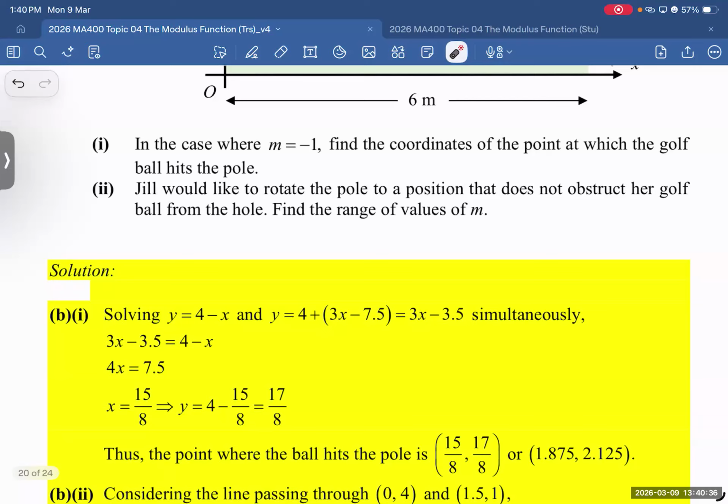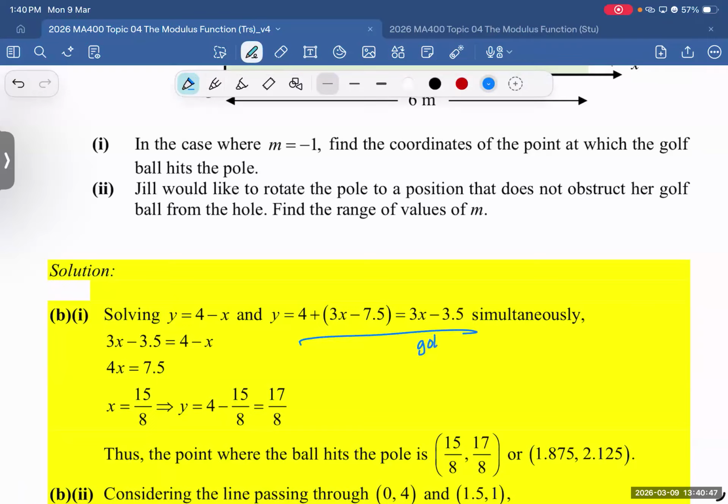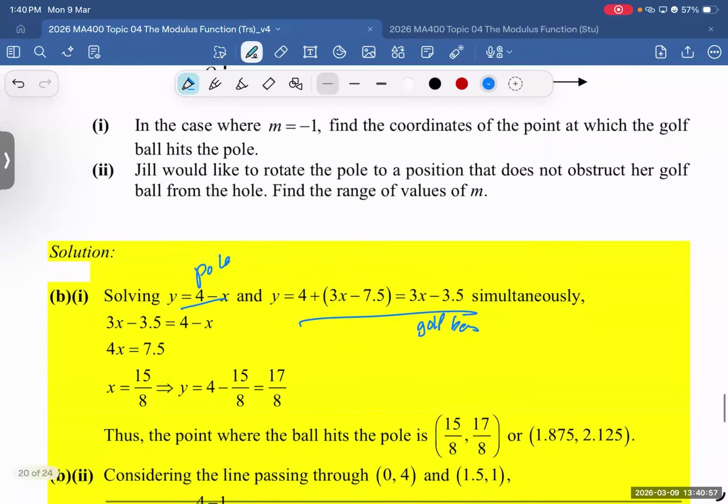So this is the second graph. This is the movement of the ball. This is the golf ball. The golf ball is moving this direction. This is the golf ball. This is the pole. Okay. So now I go to part 2.